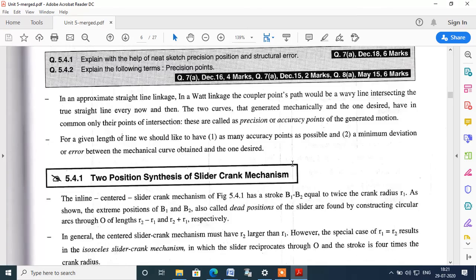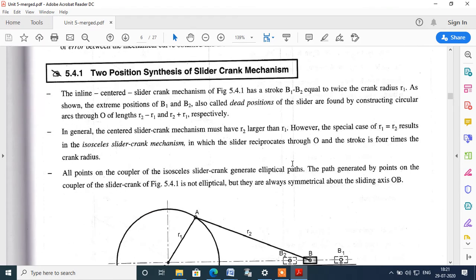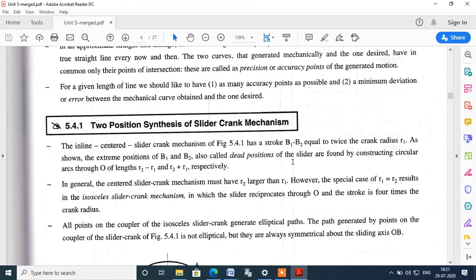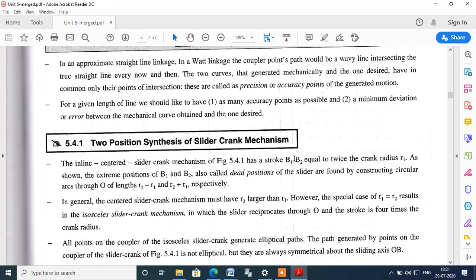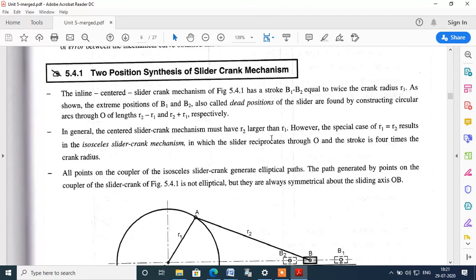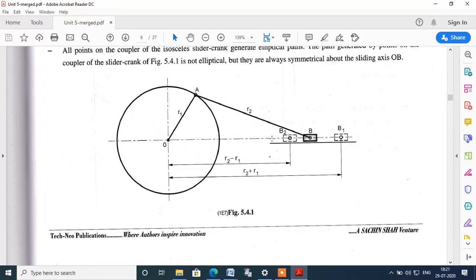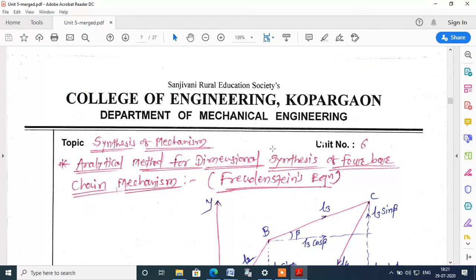So a precision position here is nothing but the position at which the required function and the actual function meet. So that is a precision position. So we will see two position synthesis and three position synthesis in detail later on. So I will not go into theory. I will tell you the procedure for how to synthesize graphically two position and three position in the next class.